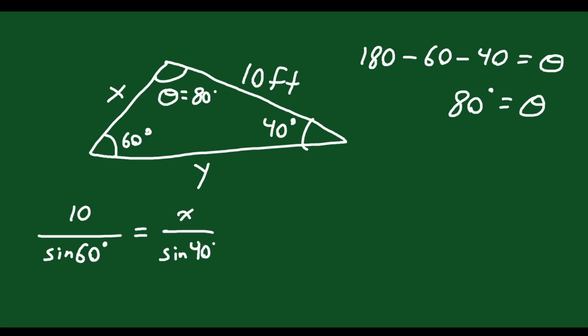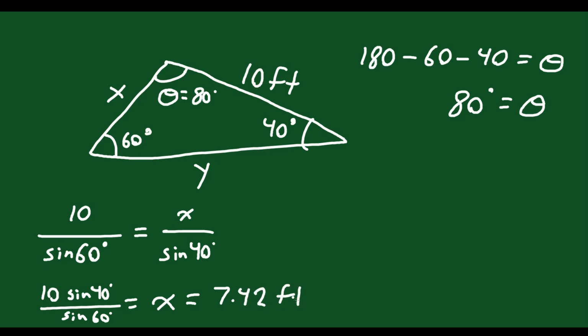It would just be a little harder to isolate x. This is nice and simple, right? You just multiply both sides by sine 40. So 10 sine 40 over sine 60 is equal to x. You can do that on your calculator. You'll get for x 7.42 feet approximately, right? It's a rounded answer. Okay, that's what you get.